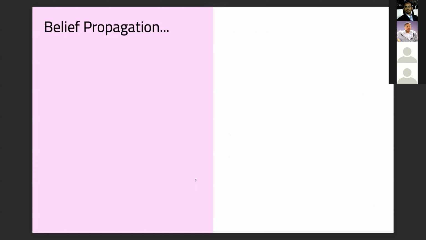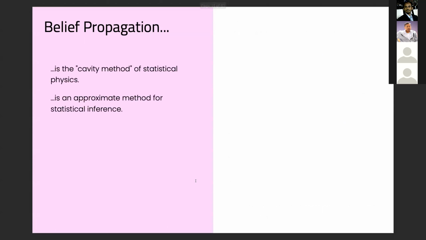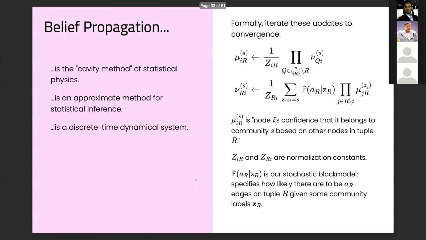Okay, and the idea that comes to the rescue is belief propagation. If you're coming from a different area, this is the cavity method in statistical physics. It's an approximate method for statistical inference. It's used in many different areas of statistical inference and machine learning. It's a discrete time dynamical system. Formally, here are the updates.